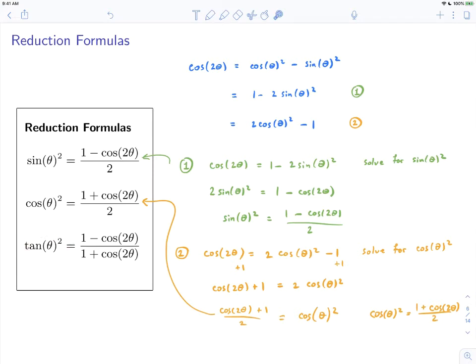Tangent of theta squared is obtained simply by dividing sine theta squared by cosine theta squared. The first of these, the numerator, 1 minus cosine 2 theta divided by 2, is divided by the second, 1 plus cosine 2 theta divided by 2. The 2's will cancel, and you'll just be left with 1 minus cosine of 2 theta, which is the numerator, divided by 1 plus cosine of 2 theta, which is the denominator. So I won't write that down.